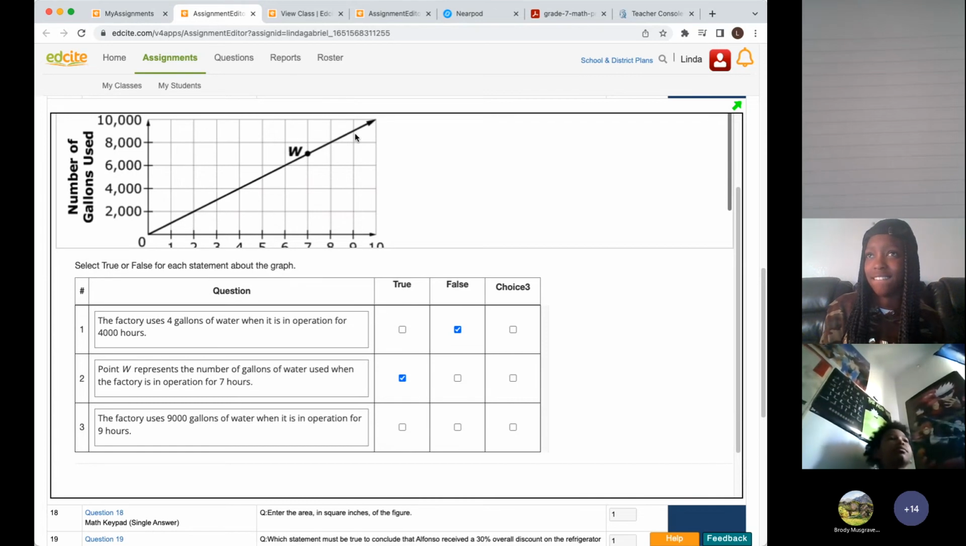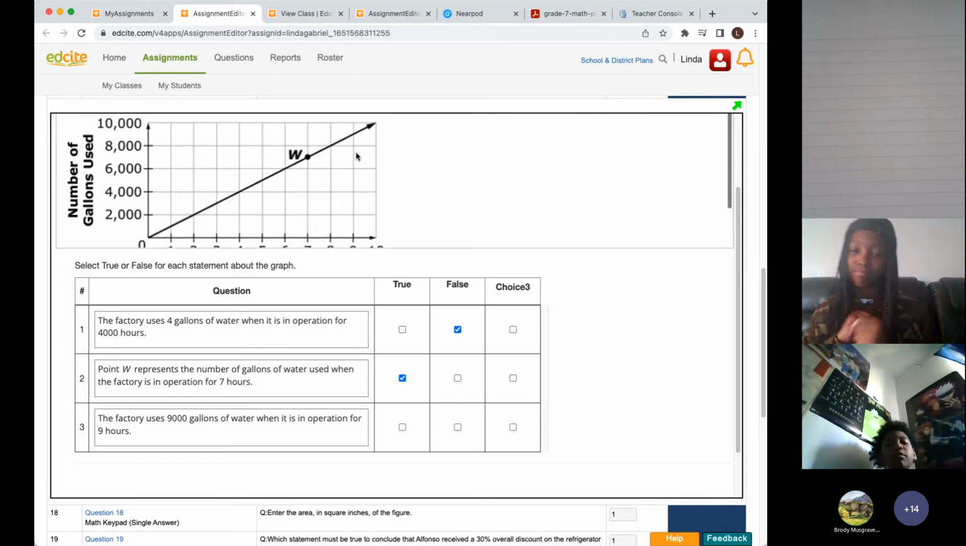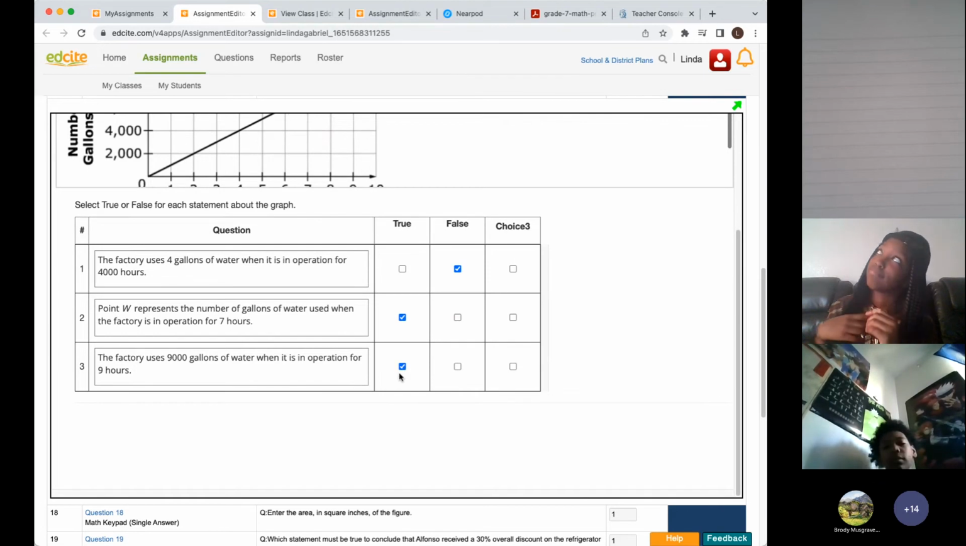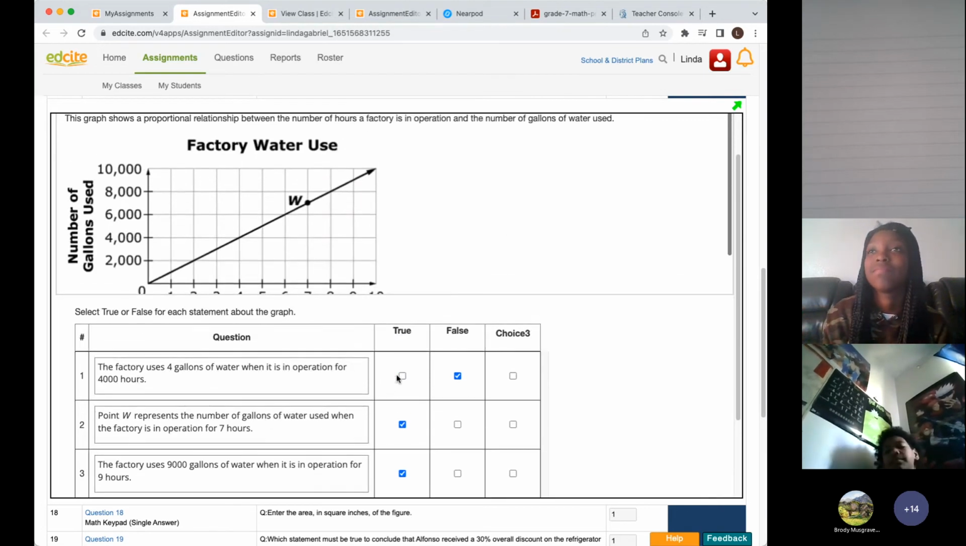Or we could even find the slope to get the exact right answer. But just by looking at the graph without doing any math, we can tell that in 9 hours, the number of gallons used is going to be approximately 9,000 gallons. So this is going to be true. And make sure you get really good at reading graphs, because next year you're going to have to take the SBAC in science, and you're going to have to be able to read a graph.